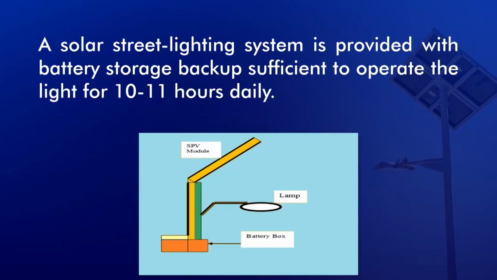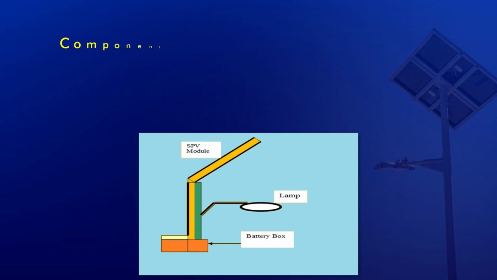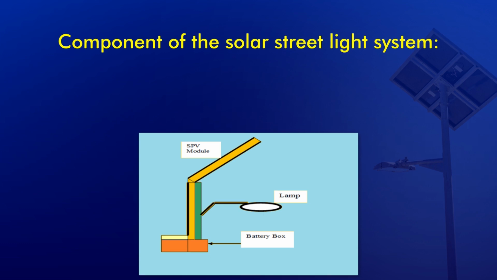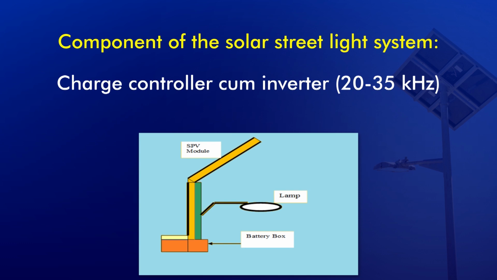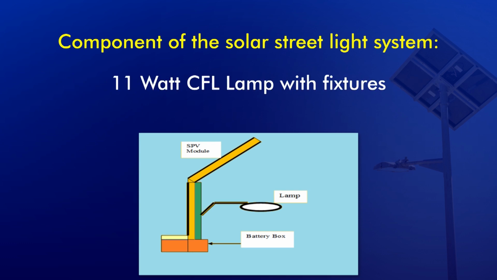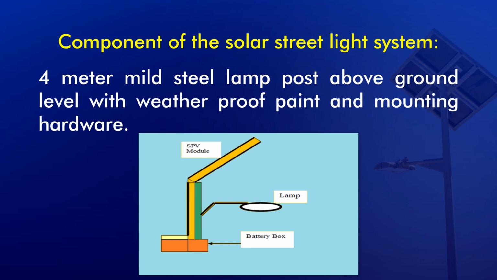Here you can see the typical solar street lighting. Here you can see the lamp connected, and the battery storage which is placed at the bottom of the pole. The solar street light system consists of the following components. First is a 74 watt peak solar PV module, then a 12 volt 75 ampere hour tubular plate battery with the battery box, then a charge controller cum inverter, then an 11 watt CFL lamp with the fixture, and a 7-meter mild steel lamp post above ground level, weatherproof.